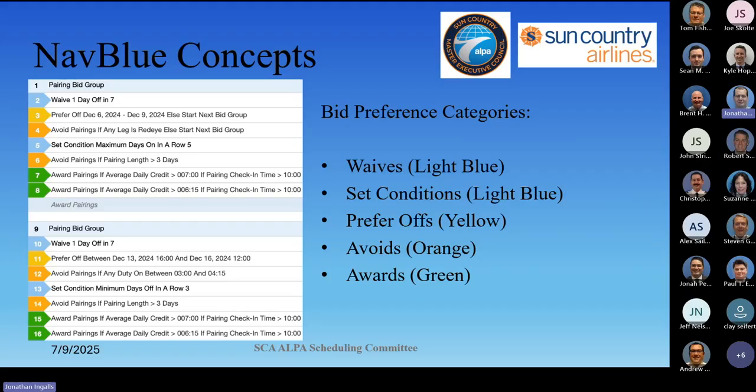But what are these colors? Your light blues are both your waves and your set conditions. That yellow color is called a prefer off command. The orange color is called an avoid command. And the green is your award. Let's talk about what all of those mean.